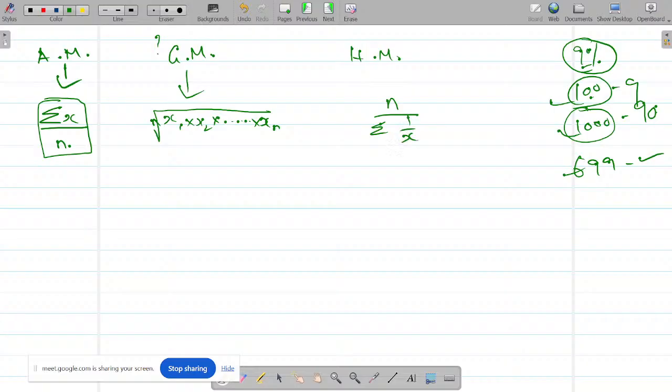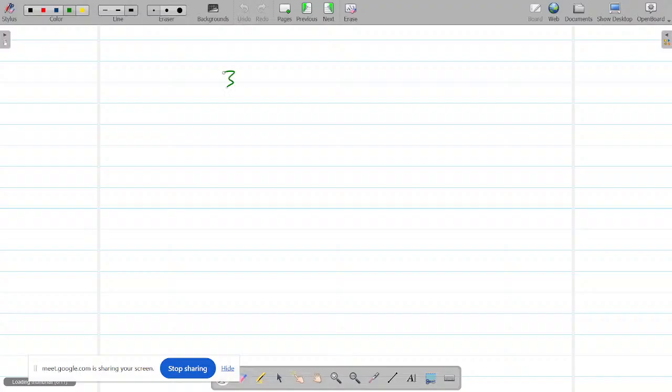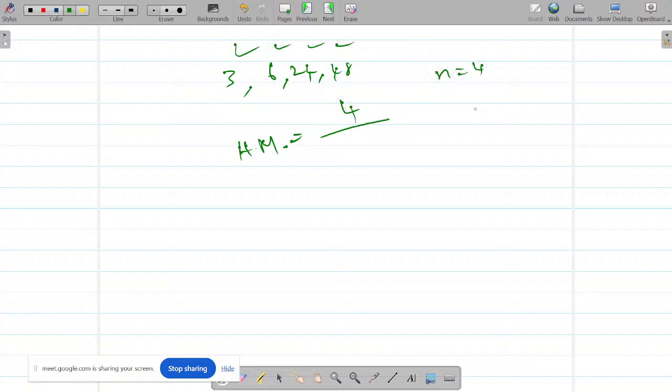This is harmonic mean. So if I have the values 3, 6, 24, 48, how do you find harmonic mean? What is the number of values? N is equal to 4. 4 divided by, what's the formula? N divided by summation 1 by x. It is 3, so I'll take 1 by 3. It's 6, so I take 1 by 6. 24 means 1 by 24. 48 means 1 by 48. Is it okay? So this is how you find harmonic mean.